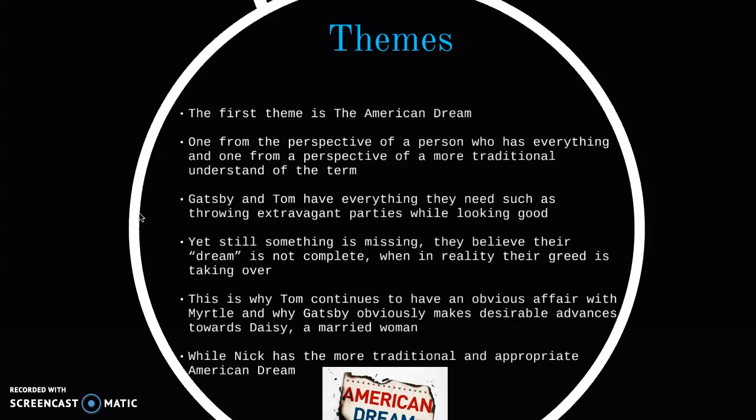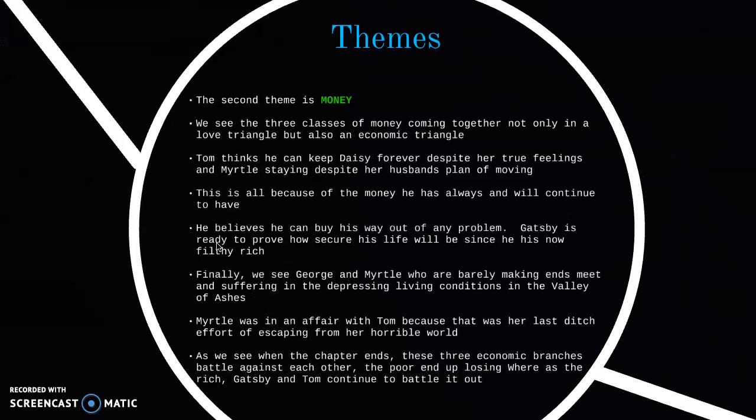Their greed is taking over. It's why Tom continues to have an obvious affair, and why Gatsby obviously makes desirable advances toward Daisy, while Nick has the more traditional and appropriate American dream. So it's that concept, which you guys are writing for your essay, the American dream at all costs. And it assumes the exploitation of others in order to accomplish what it is that they hope for.